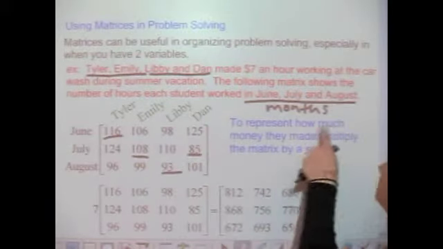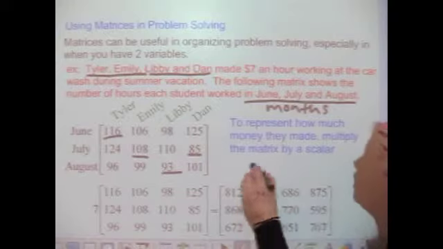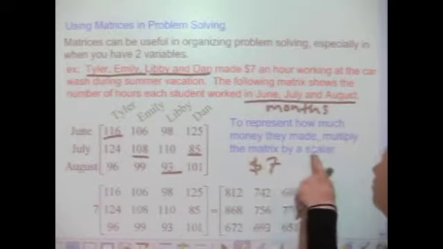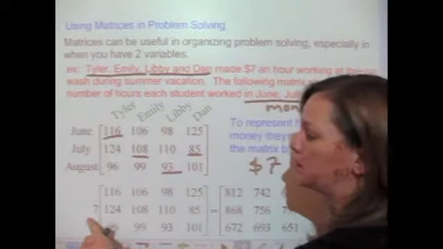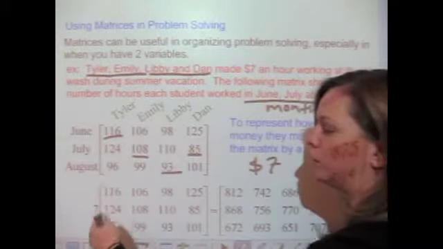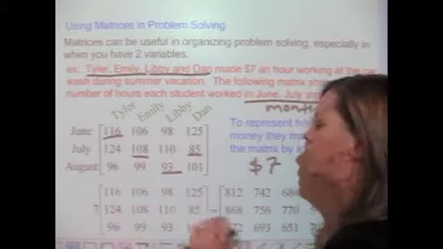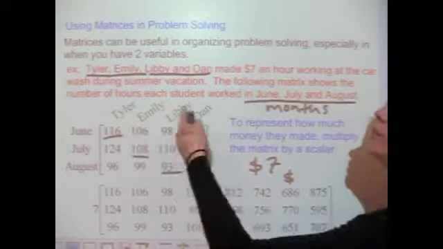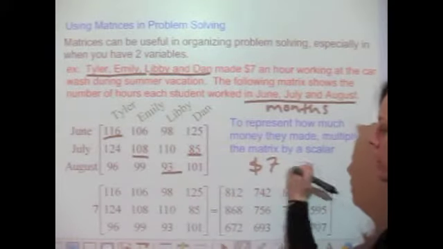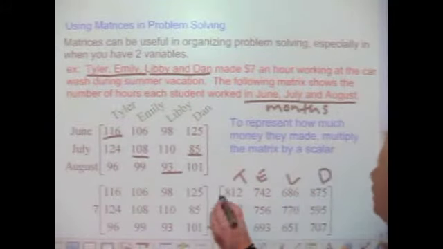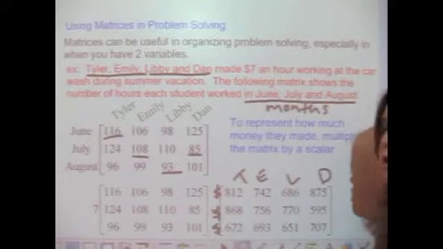Now, if we want to represent how much money they made, we know they all earned $7 an hour. We have how many hours they worked, so we can multiply the matrix by a scalar. So here we see 7 times 116, 106, 98, 125, etc. So we're going to multiply each of these values by 7, this scalar, and so this matrix is going to represent how much money each of these people made. So this would be Tyler, this would be Emily, Libby, and Dan, and each one of these rows is going to be how much money they made in June, July, and August.